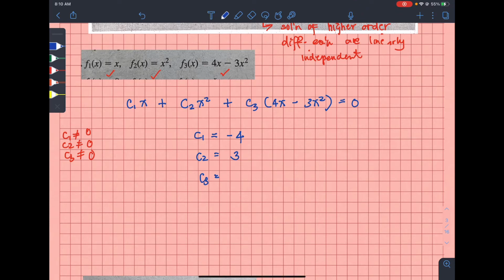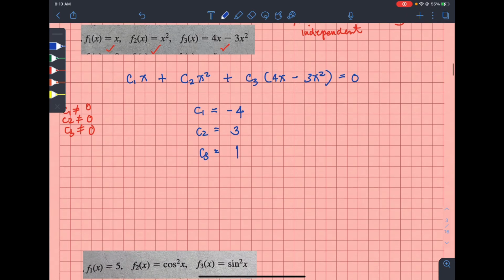And then C sub 2 is 3, C sub 3 would be 1. So substituting this into the equation, by the way, we're using the superposition theorem in forming the general solution of the differential equation. So C sub 1 is negative 4, so negative 4x, plus C sub 2 is 3, so plus 3x squared. Then plus C sub 3 is 1, so 4x minus 3x squared, equals 0.